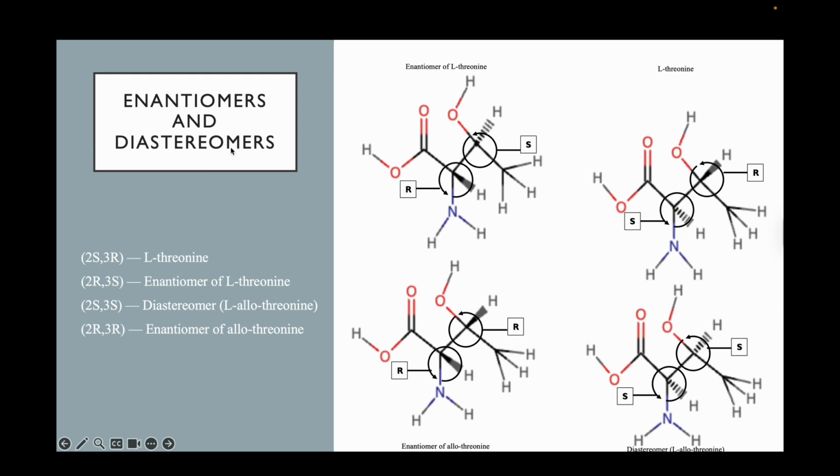Enantiomers and diastereomers, we have four of them. We have the 2S,3R L-threonine, the 2R,3S enantiomer of L-threonine, the 2S,3S diastereomer L-allothreonine, and the 2R,3R enantiomer of L-threonine.